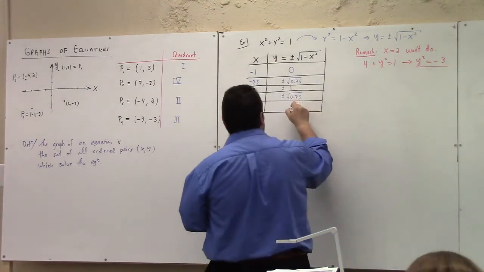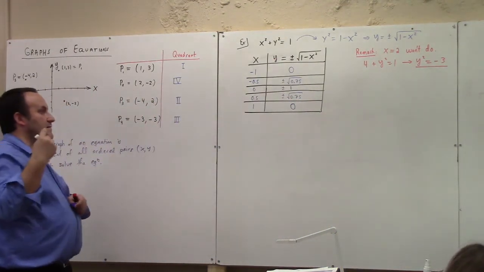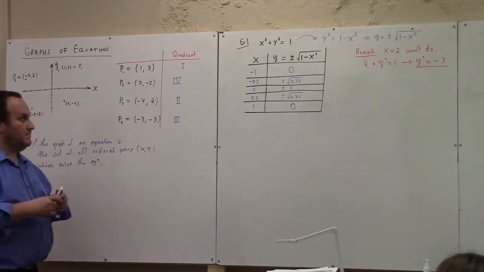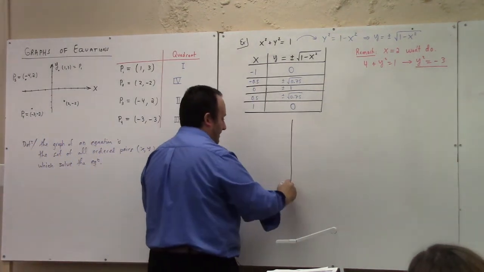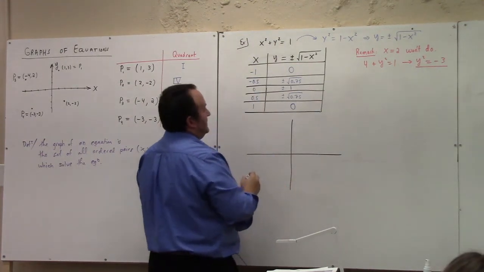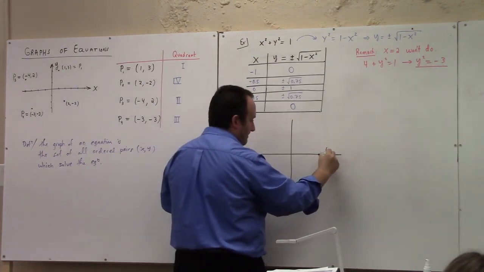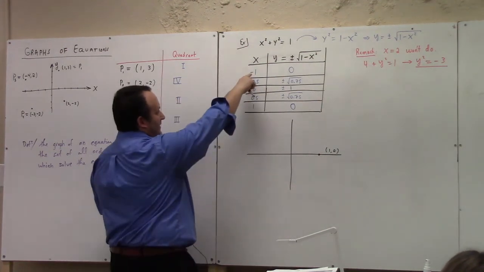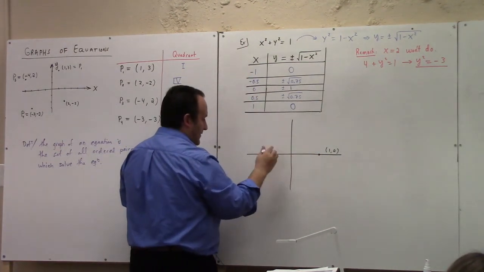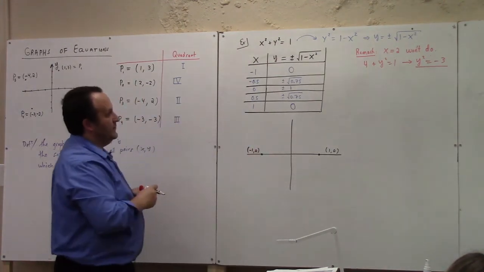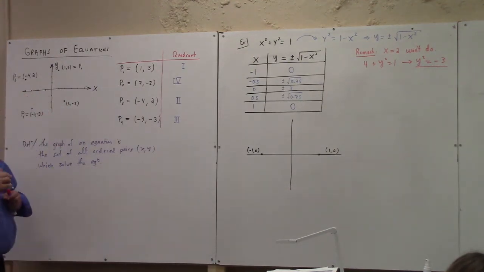So I've got 1, 2, 3, 4, 5, 6, 7, 8 points on the graph. Hopefully that'll be enough to see what the shape is. Let's see here. So when x equals 1, we've got this point right here, (1, 0). When x equals -1, we've got that point over here, (-1, 0). I'll do those to start with because they're the easiest ones. What else is easy? How about the middle case? (0, 1) or (0, -1), right?